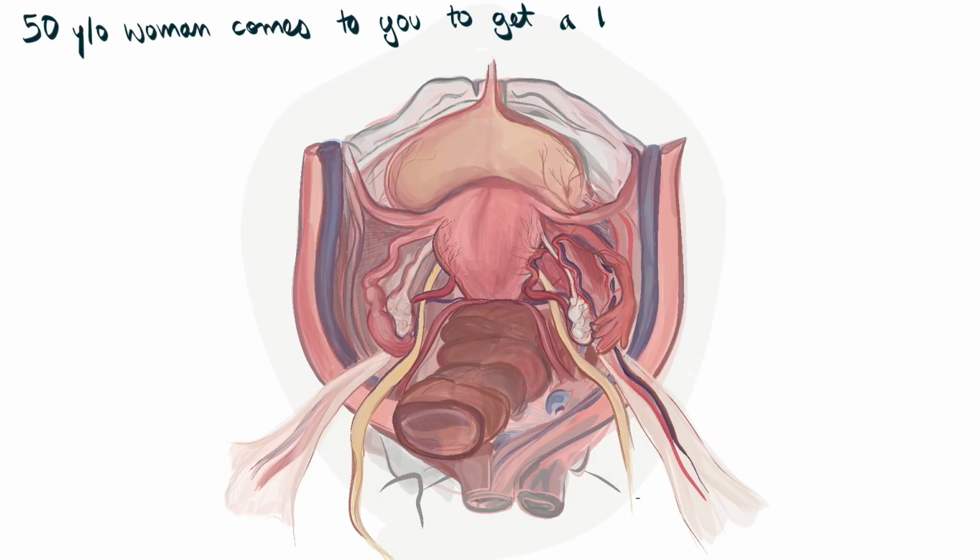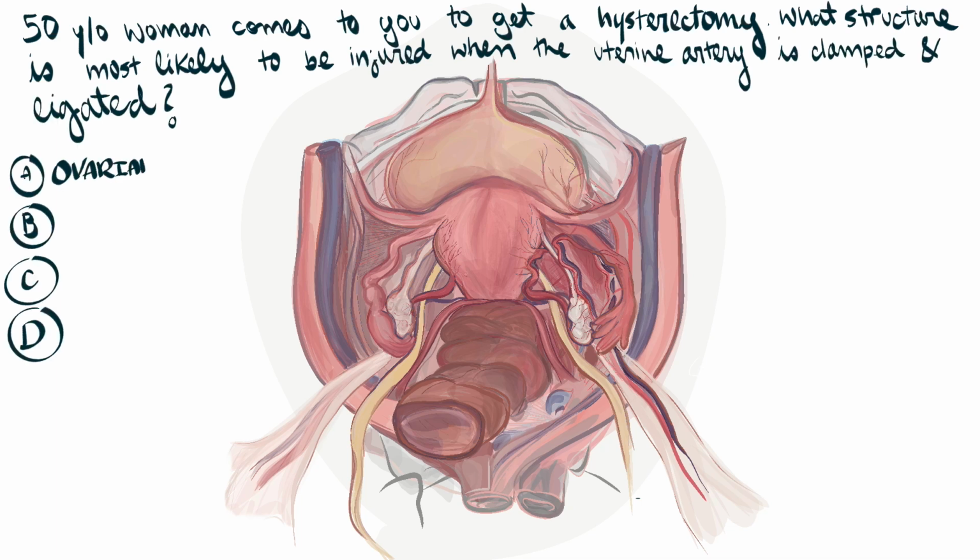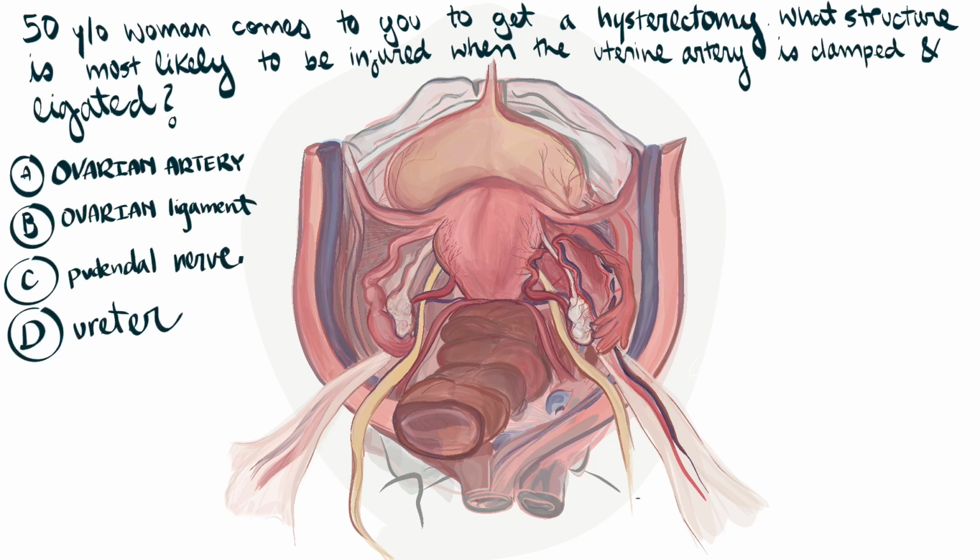So the first case study is you have a 50-year-old woman, she comes to you to get a hysterectomy. What structure is most likely to get injured when you're clamping the uterine artery in the surgery? So your options are ovarian artery, ovarian ligaments, pudendal nerve, and the ureter.